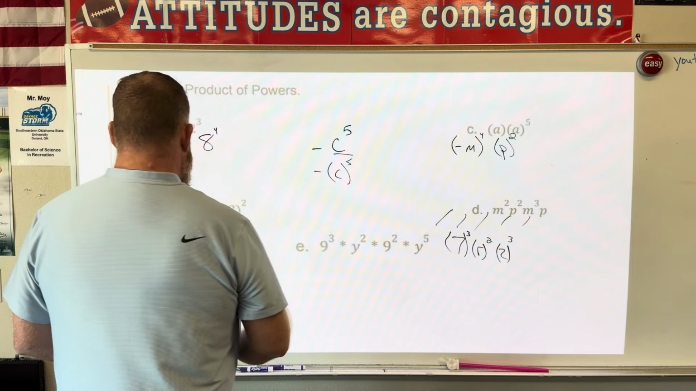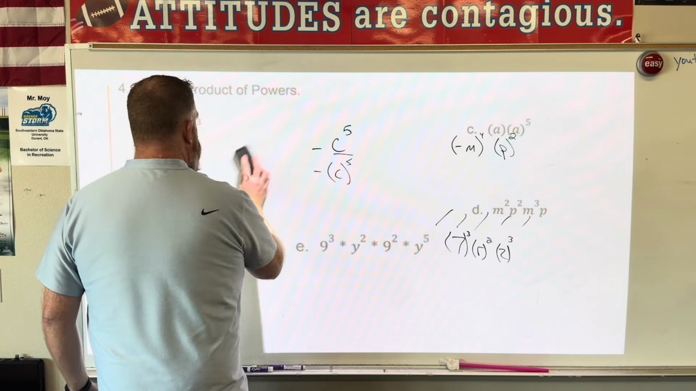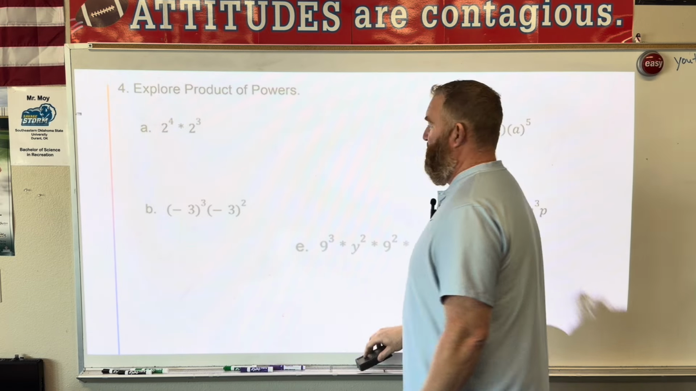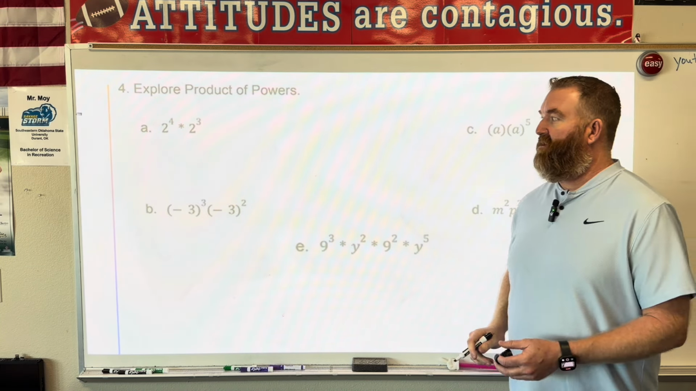Let's go to work. 2 to the 4th times 2 to the 3rd. Now we're going to get into the rules, and I want you to pay attention to what we're doing because this is where it starts getting very, very important. All right, here we go. 2 to the 4th times 2 to the 3rd.